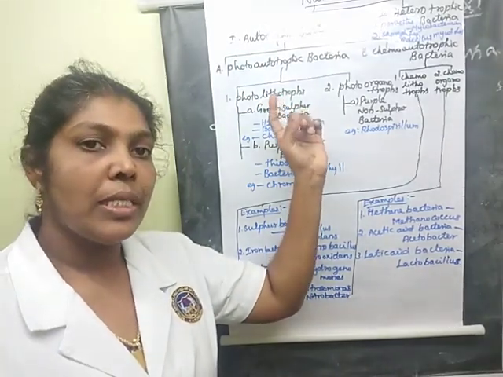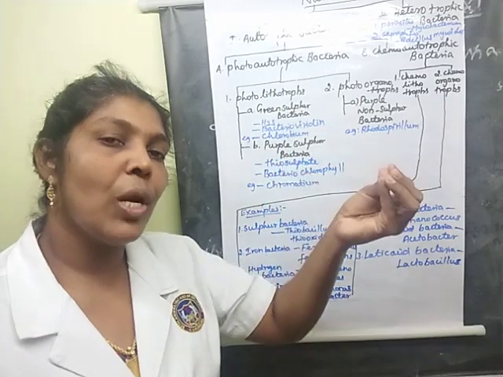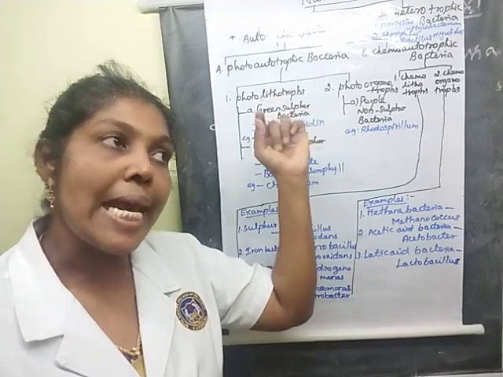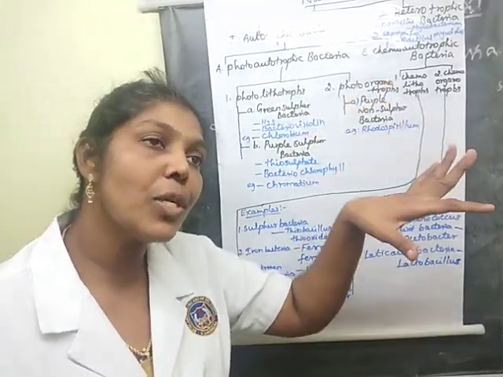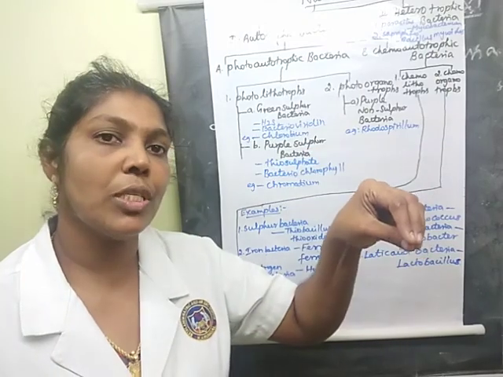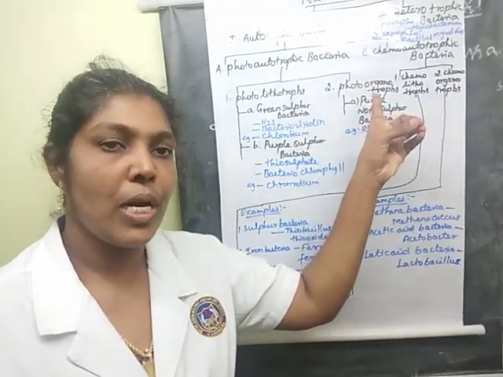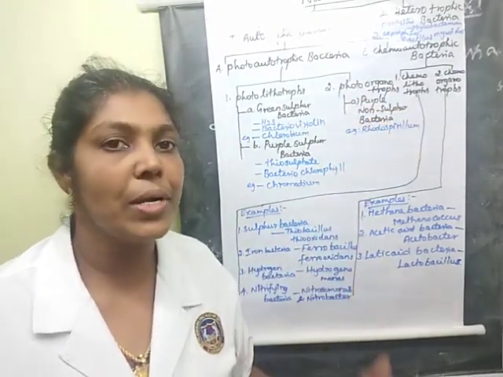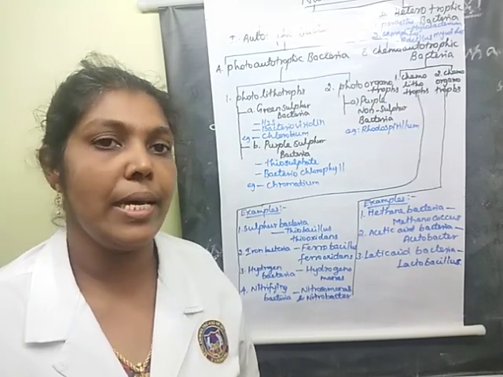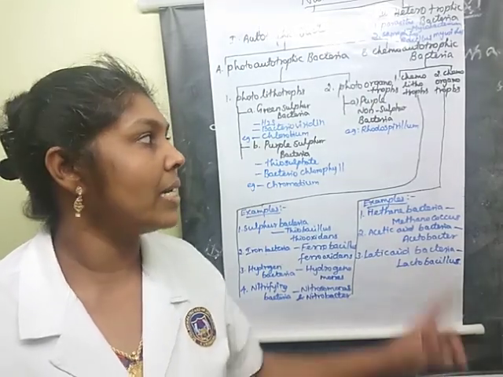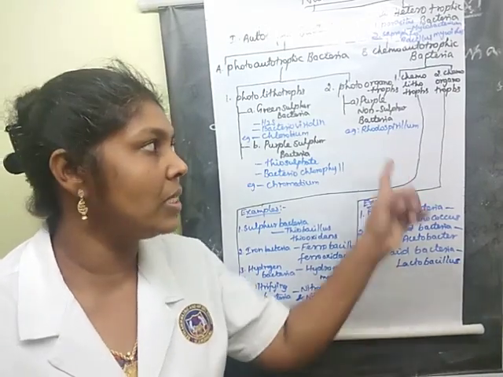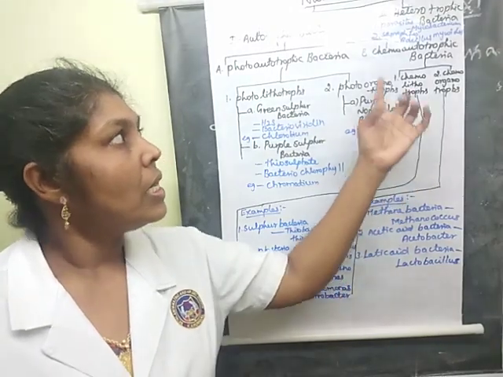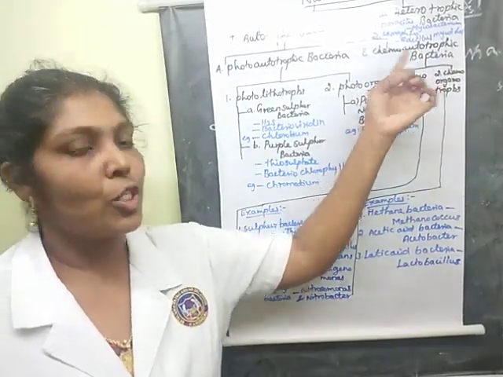Very good. The hydrogen donor molecule is an inorganic substance. Very good. Photoorganotrophs means organic substances are the hydrogen donor molecules. Understood? Yes. Next, photoorganotrophs come under only one type, the purple non-sulfur bacteria. The best example species is Rhodospirillum. Clear children? Yes.